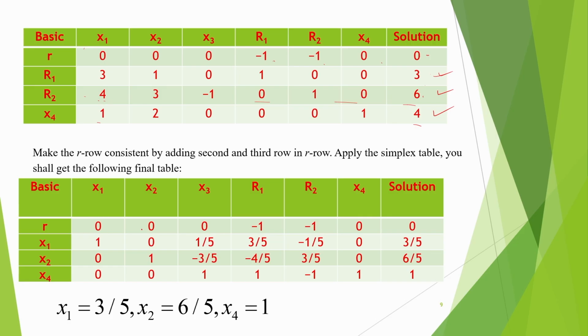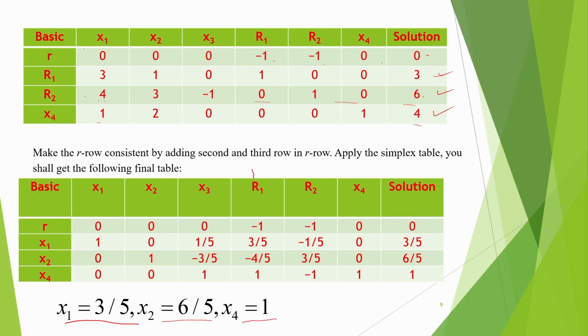I am giving you the final table. Finally, you will get R as 0, x1 as 3 by 5, x2 as 6 by 5, x4 as 1. So that means the starting basic feasible solution is this: x1 is equal to 3 by 5, x2 is equal to 6 by 5, x4 is equal to 1. If your final solution also contains R1 equal to something or R2 equal to something, any one of them, that means the problem is infeasible. But if it is feasible, then R1 and R2 will be 0.